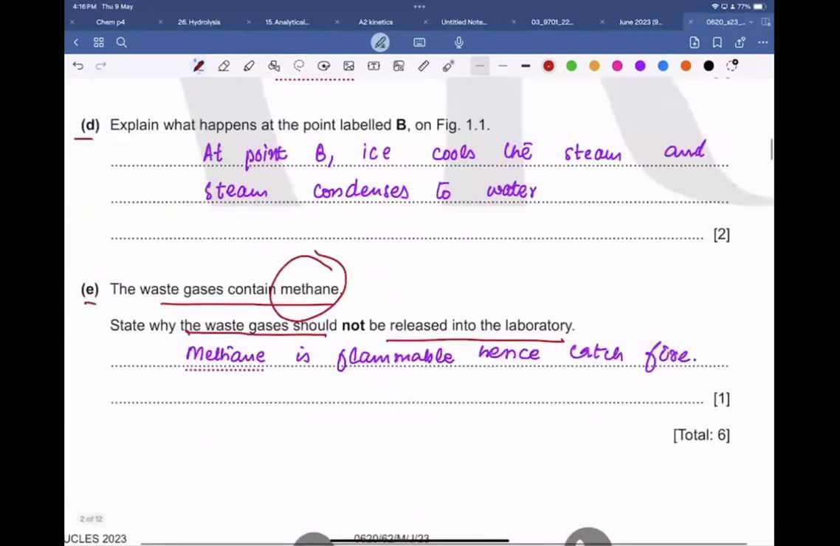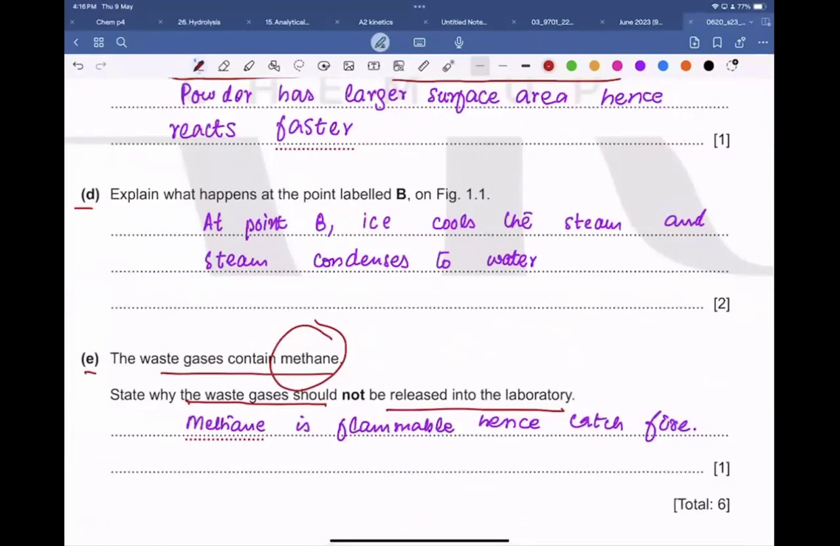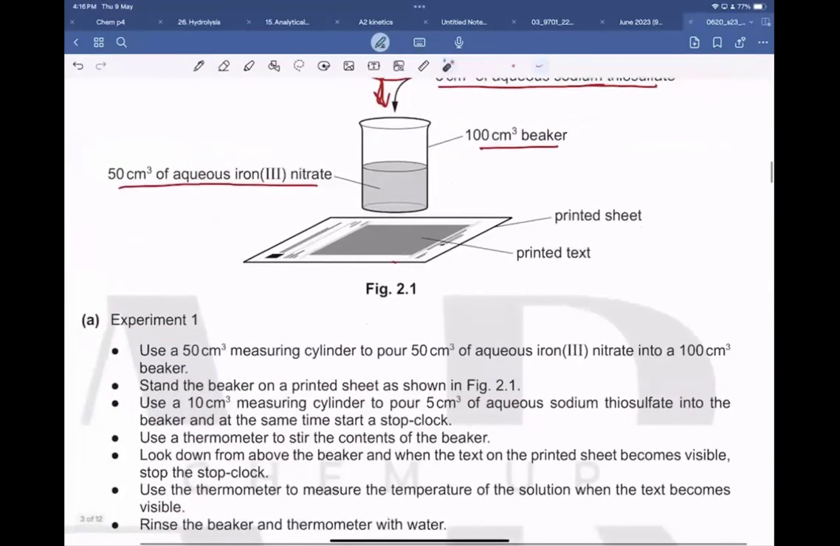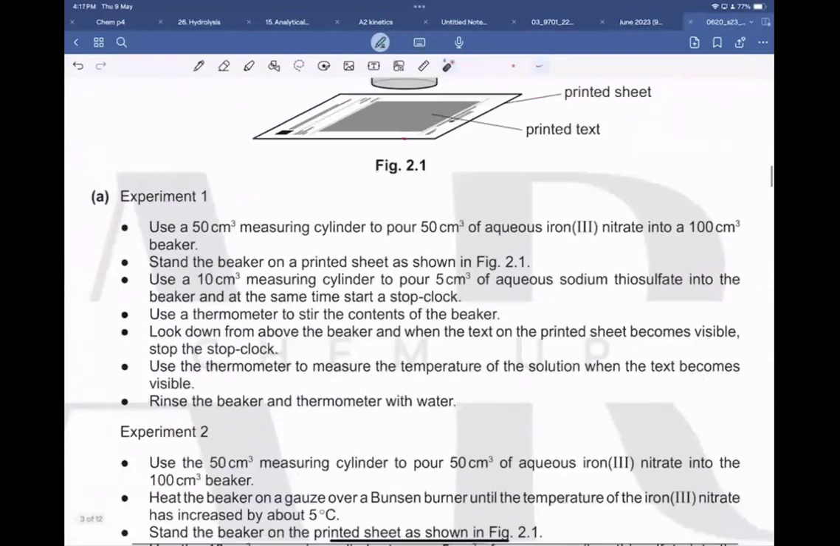No, Khatija, read the question carefully. They are saying that the waste gases contain methane, right? So it means some of the methane is not used up.